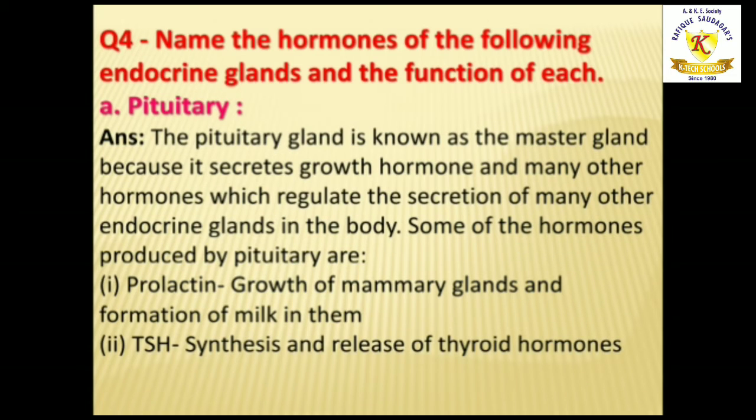Next, question number 4. Name the hormones of the following endocrine glands and functions of each. First, we have pituitary. Answer: the pituitary gland is known as the master gland because it secretes growth hormone and many other hormones which regulate the secretion of many other endocrine glands in the body. Some of the hormones produced by pituitary are: first, prolactin, growth of mammary glands and formation of milk in them. Second, TSH, synthesis and release of thyroid hormones.